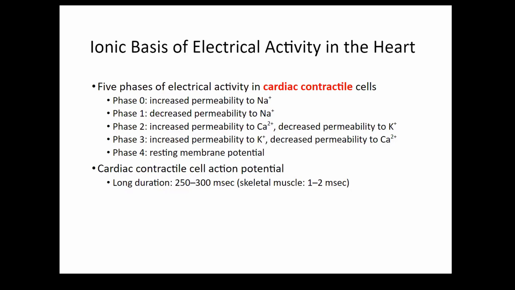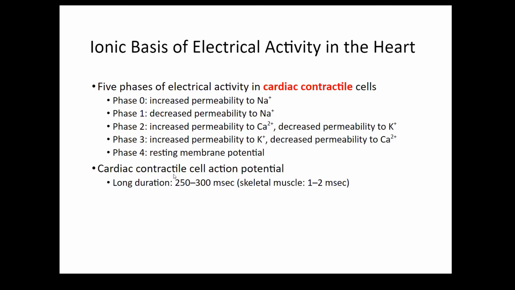Okay, so we were looking at the cardiac contractile cells. They start out by increasing their permeability to sodium. Sodium flows in, they depolarize a bit. Then we shut off this sodium signal, so we're decreasing our permeability to sodium. Then we increase our permeability to calcium, allowing calcium to flow into the cell while stopping potassium from flowing out. Then we start letting that potassium flow out, stop letting calcium flow in, and we return to our resting membrane potential.